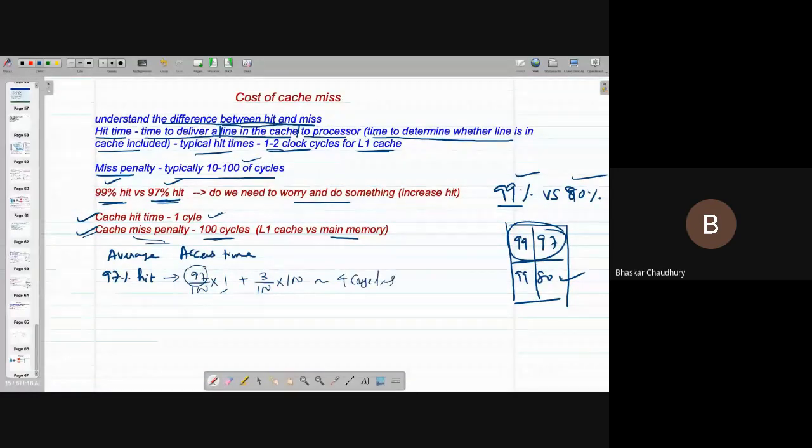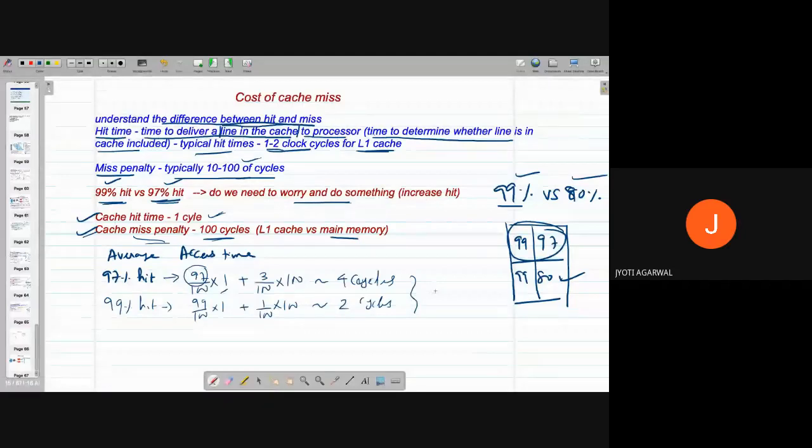Now let's do the same thing for 99% hit. How much will this be? 99 divided by 100 into 1, plus 1 divided by 100 into 100. So how much is that? 2 cycles. Now look at the difference. What is the difference? Double, 2 times. So if this code is taking 1 hour, the other will take 2 hours. It's 2 times, it's not 2%.